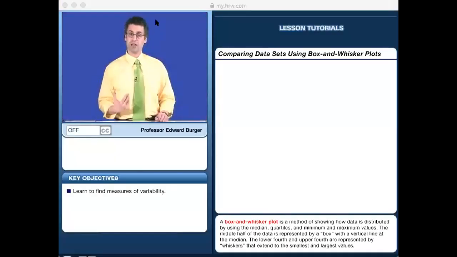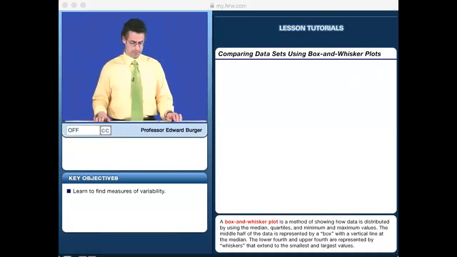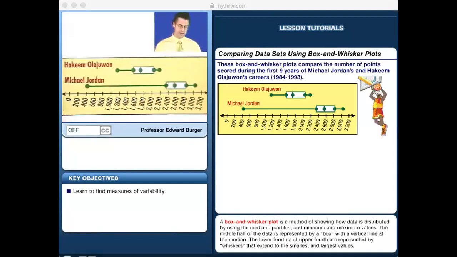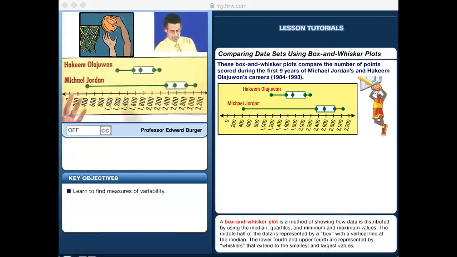Box and whisker plots allow us to see variability or spread of data. So let's take a look at some data here and look at some box and whisker plots. So here we have two very famous basketball players. So we have Akeem and Michael, and it turns out that here we're plotting out the box and whisker plots for the total points scored for the years 1984 through 1993.